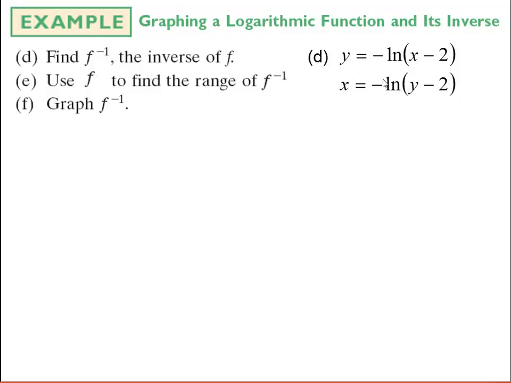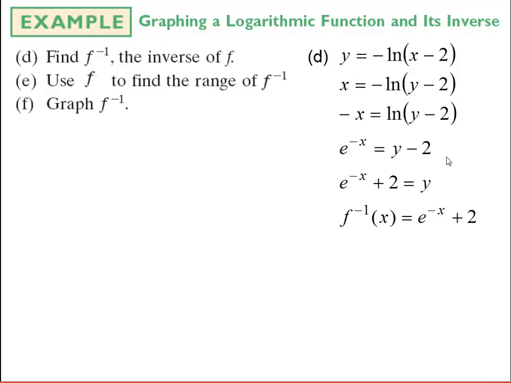The first thing I'm going to do to solve for y is divide the -1 coefficient to the other side. Now that I've got the ln all by itself, I'm going to rewrite it in exponential form. Remember, this is log base e, so that becomes e to the power of -x, and that equals what's inside the logarithm. I'm rewriting this just like we did at the beginning of this video. Then I'm just going to add the 2 to the other side, and there's my inverse function. I have solved for y.